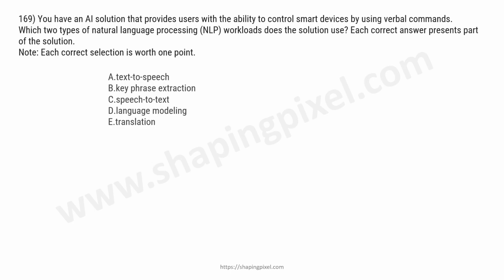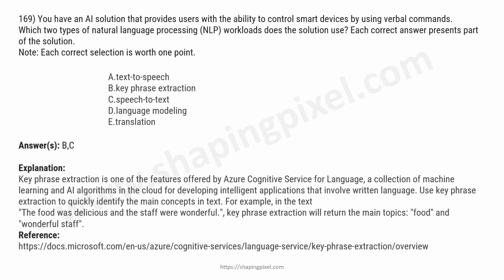You have an AI solution that provides users with the ability to control smart devices by using verbal commands. Which two types of natural language processing workloads does the solution use? Each correct answer represents a part of the solution. So the options are text to speech, key phrase extraction, speech to text, language modeling, translation. So the right option here is option B and option C, key phrase extraction and speech to text.